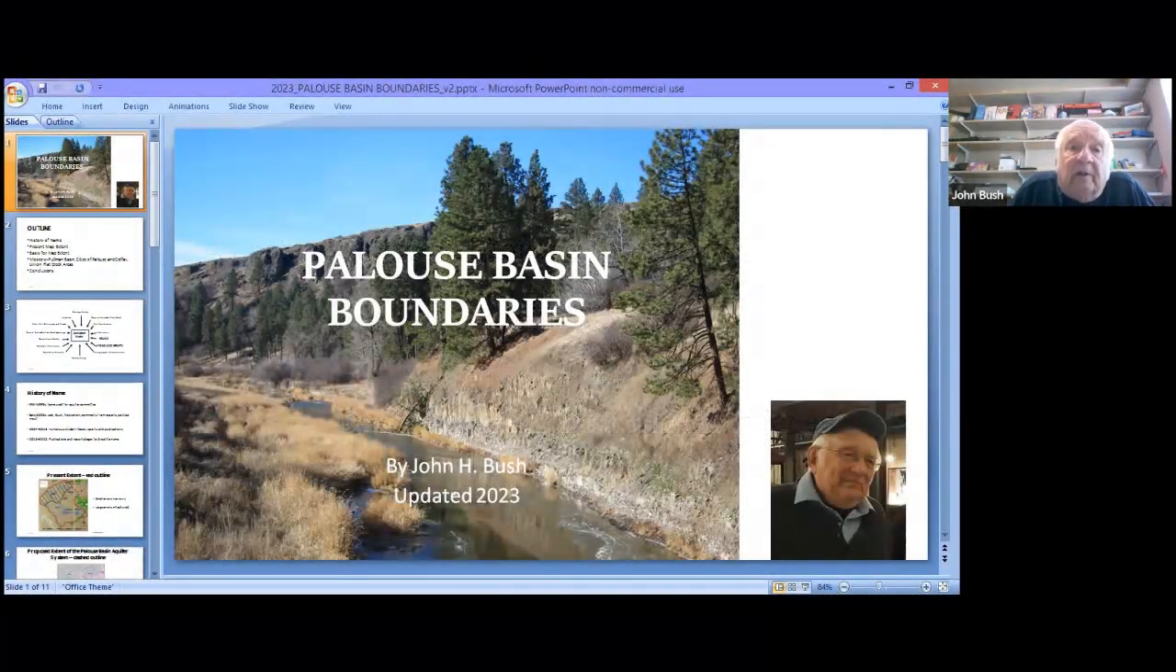Michigan, and we're going to give a short lecture on Palouse Basin boundaries. The photograph you see is actually over in the Colfax area, which is outside our boundaries. So that gives an idea where my thinking comes from. I like to go look at the rocks.